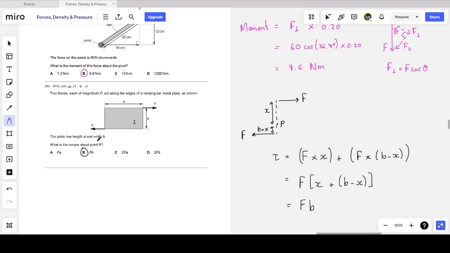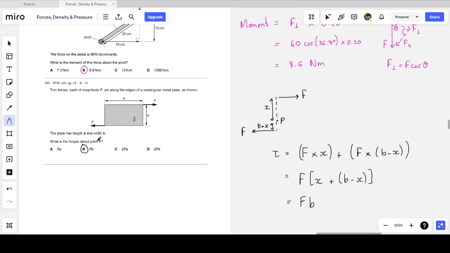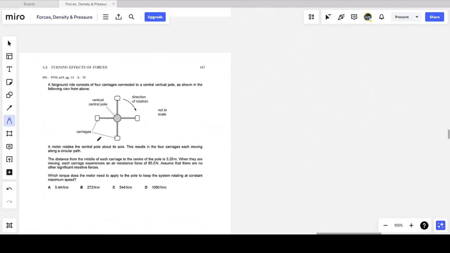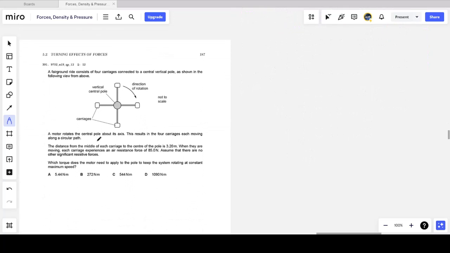So another interesting question to try and just challenge the underlying understanding of the concept of torques. The last question for this video is 391. It's from the March 2019 exam, from question paper 1 variant 2, and it's question 12 from that paper.